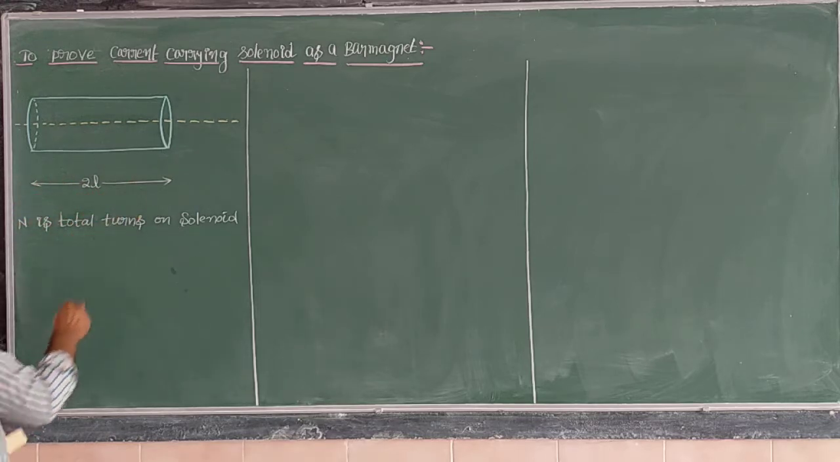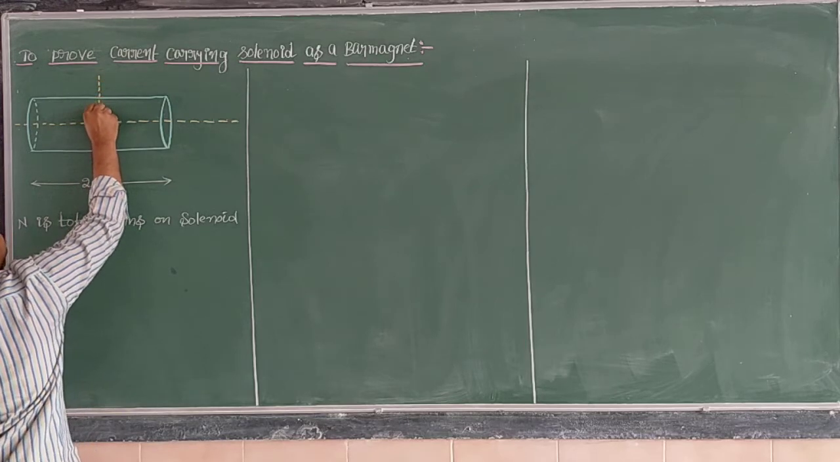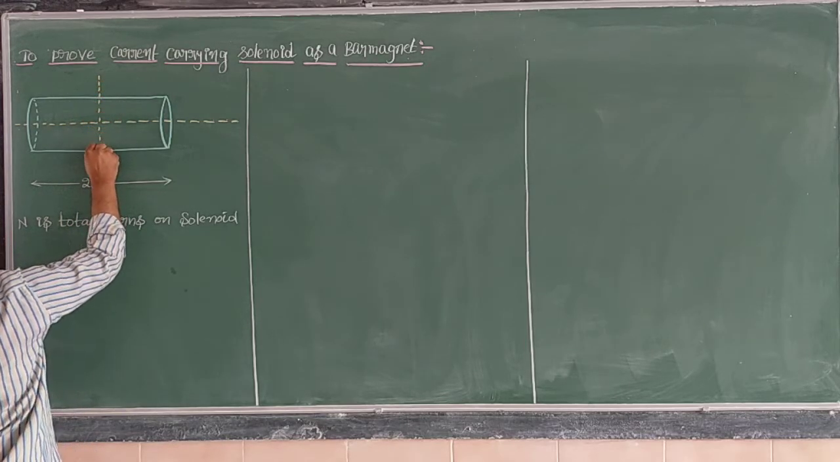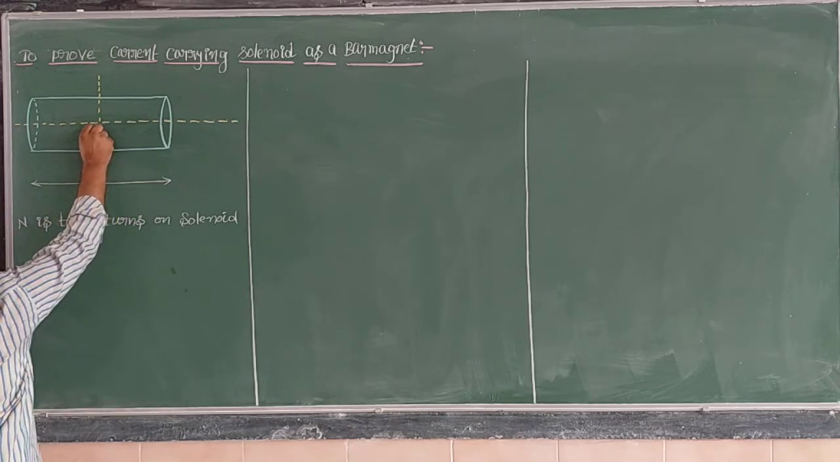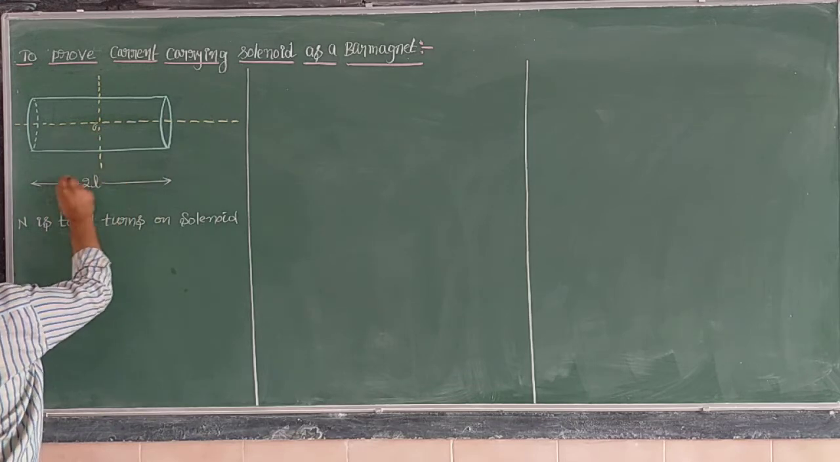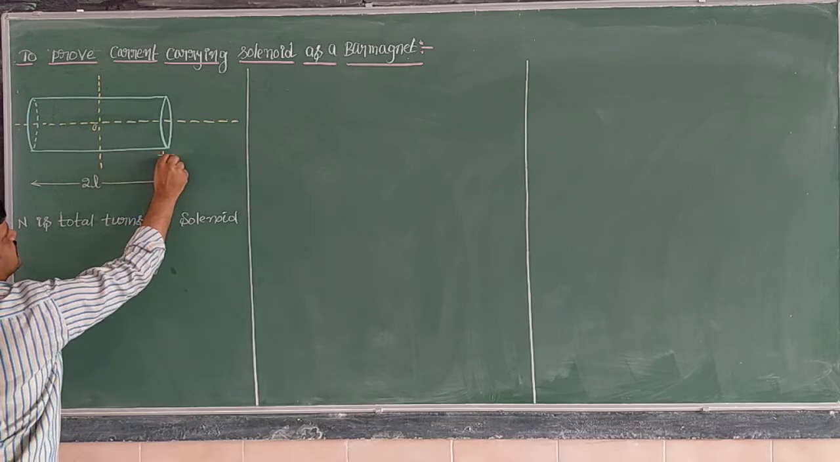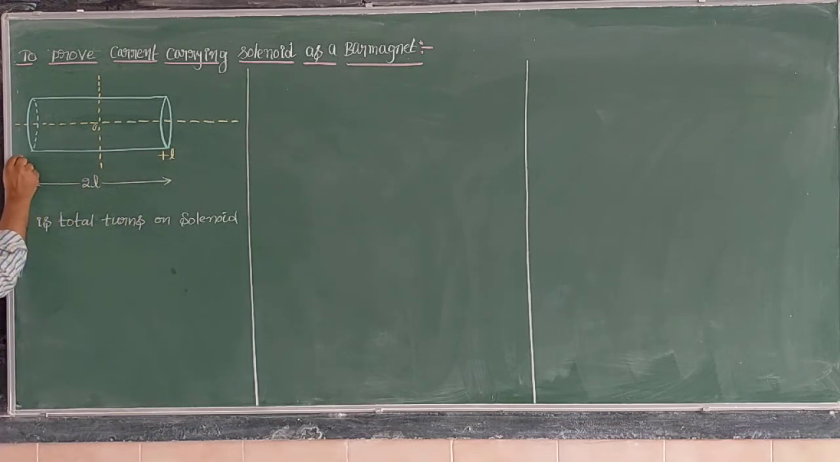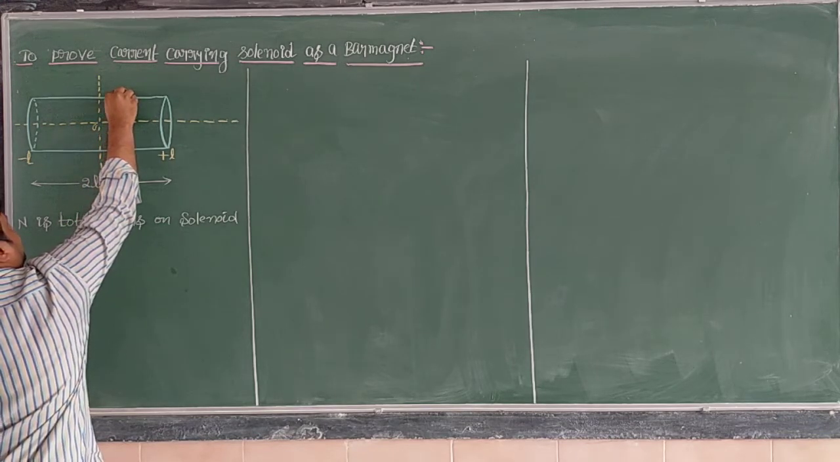Now, this is exactly the center point of the solenoid. This is nothing but O, the origin. Here, 2L distance means, since this is the origin, this side is plus L distance, and this side is minus L distance.